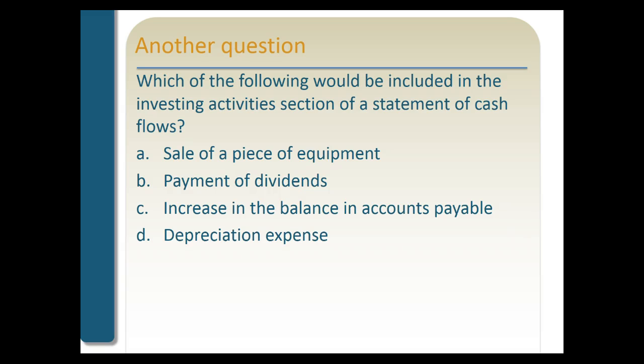Let's look at a question. Which of the following would be included in the investing activities section of a statement of cash flows? Would it be A, sale of a piece of equipment, B, payment of dividends, C, increase in the balance of accounts payable, or D, depreciation expense? Now I want you to remember, accounts payable and depreciation would involve operating activities only. The payment of dividends would be financing activities. The sale of a piece of equipment would be in the investing activities. Note that the gain or the loss on the sale of equipment would go into the operating section, but the actual sale of the equipment would be in the investing activity section.